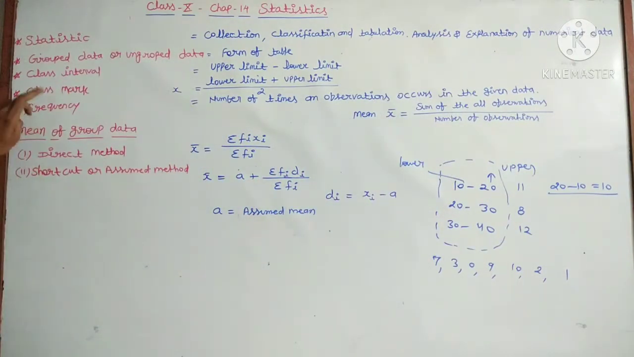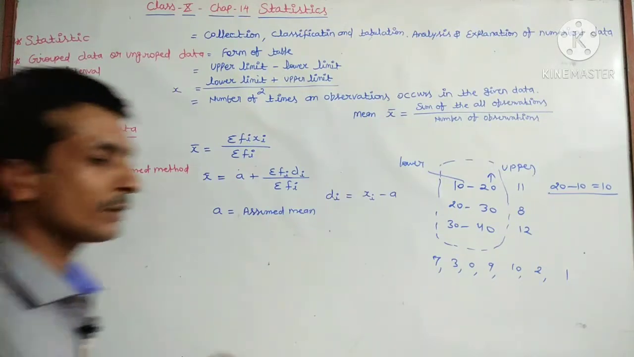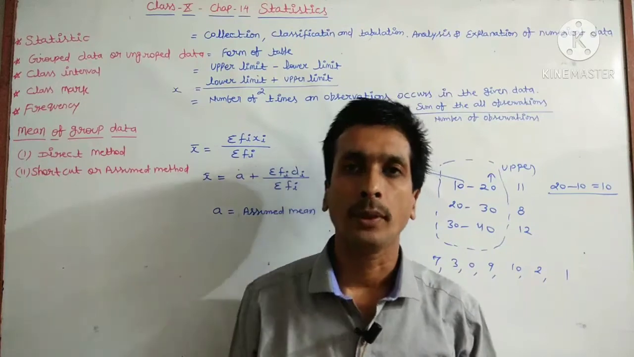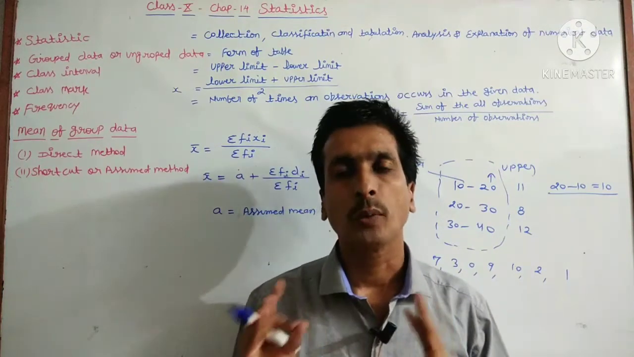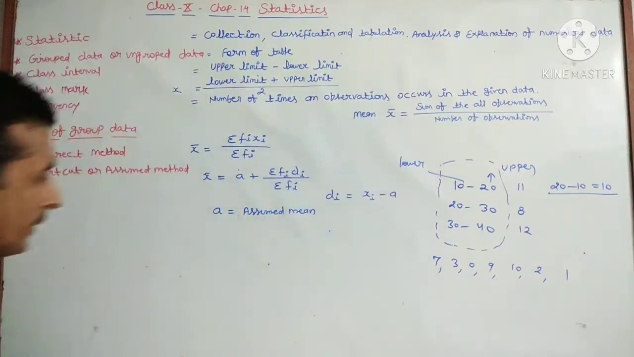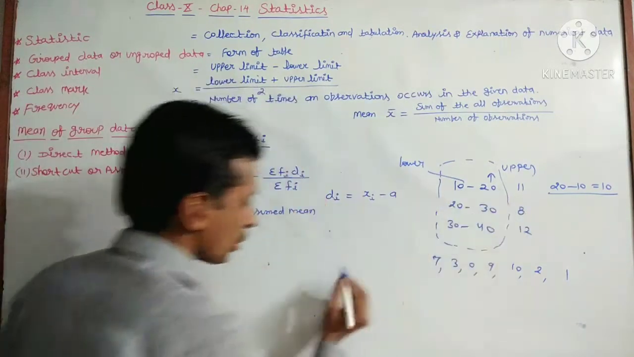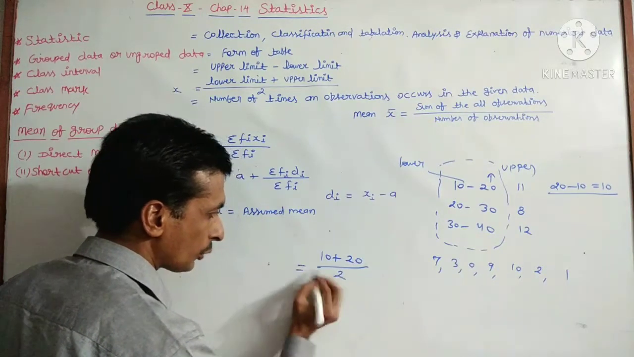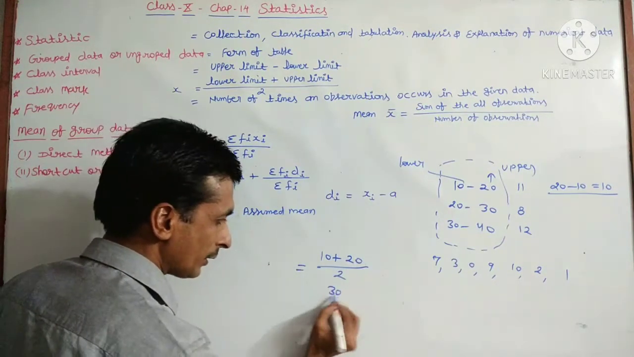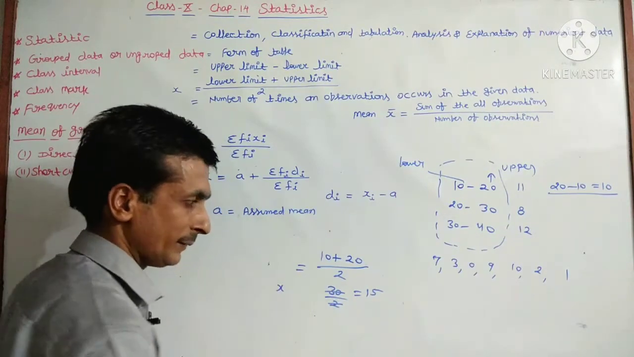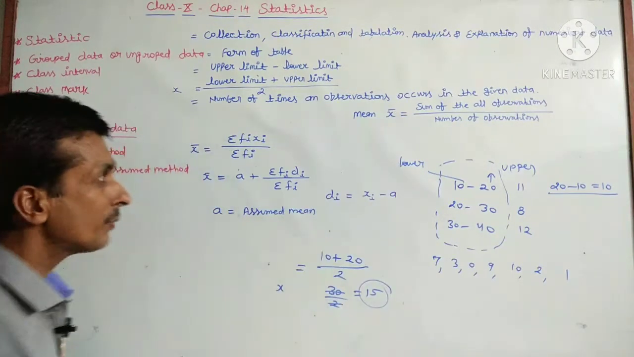Next thing, class mark. Class mark means if you add the lower limit plus upper limit and divide by 2, you will get the class mark. Class mark is denoted by x. So how to get it? Here it is 10 to 20. So lower limit plus upper limit by 2. So 10 plus 20 is 30. 30 upon 2, how much? Here it is 15. So this is the value of x, the class mark.